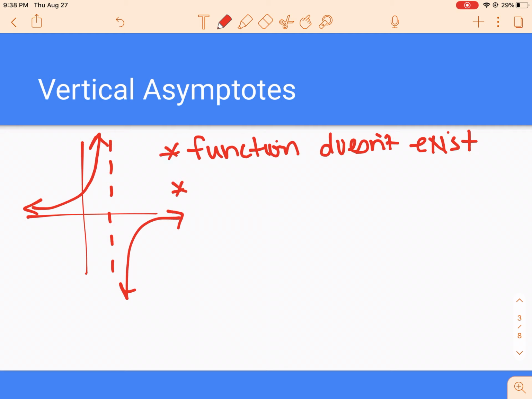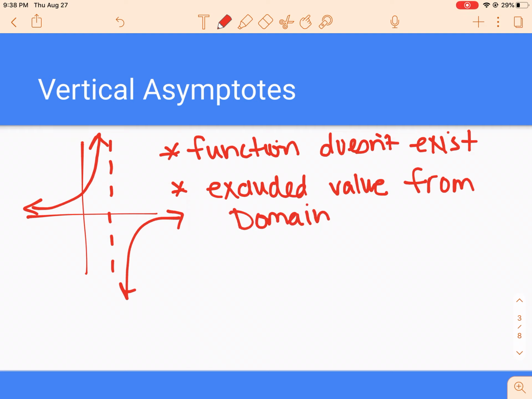The excluded value from the domain. Okay, so when we are talking about this, it doesn't mean that every time something is excluded from the domain there must be an asymptote. That's not the case.